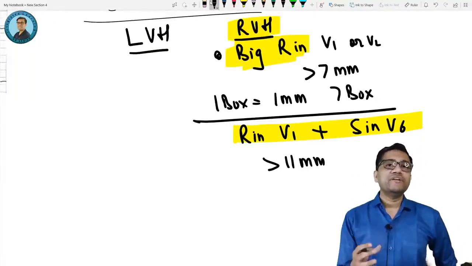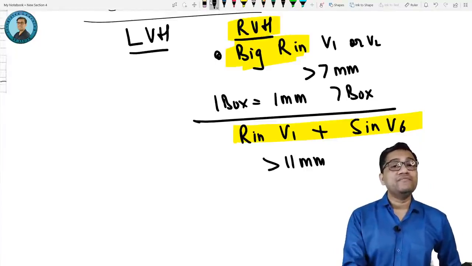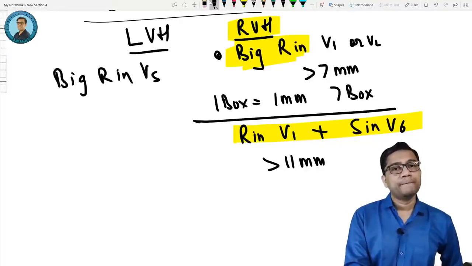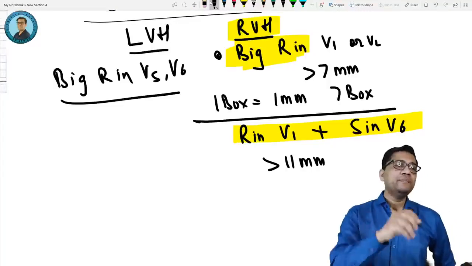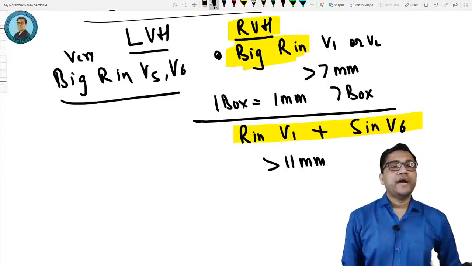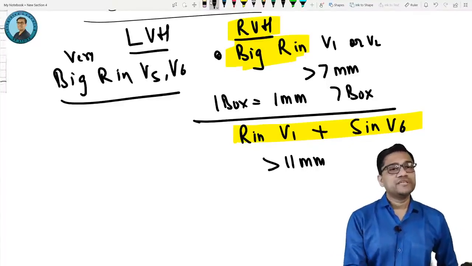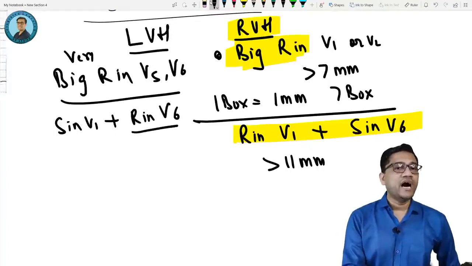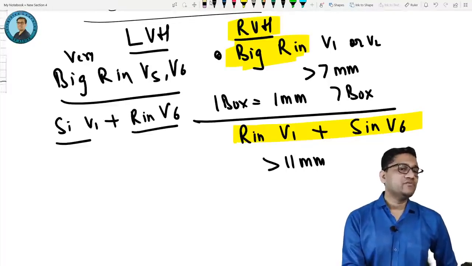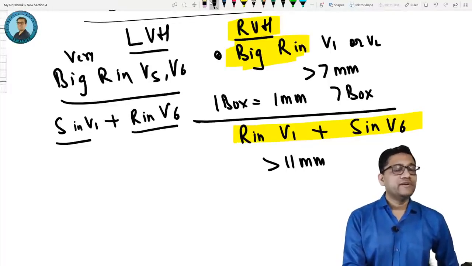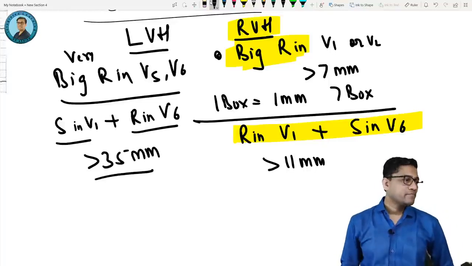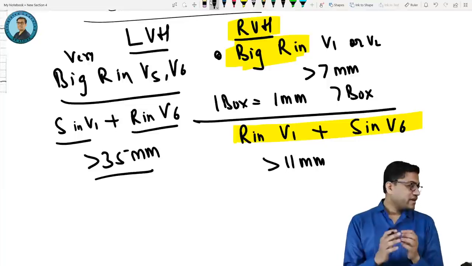And for left, the same thing is applicable. We will get very, very big R in V5, V6. Are you clear? Very big, not just big. And what is the calculation? We do it in reverse: S in V1 plus R in V6. We take the biggest wave, S in V1 and R in V6, more than 35 millimeter. Are you clear? So, please recap this.